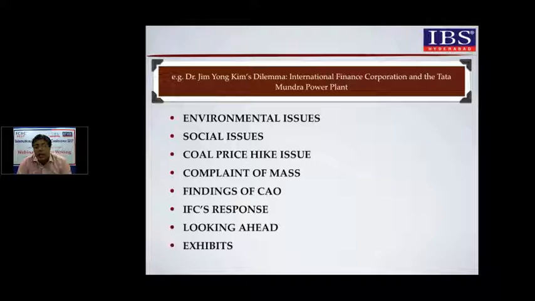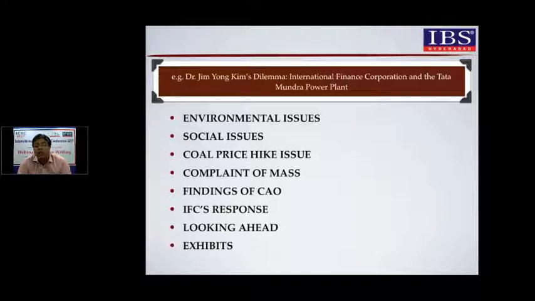We have also kept a section on the coal price hike issue, which was a major factor that came up in this particular case, because the company was relying on coal from Indonesia, which was cheap at that point of time, but after the Tata Mundra plant was in operation, the prices were high, and as a result, Tata Mundra also wanted to increase the price of the electricity it was generating. So we had a section on that.